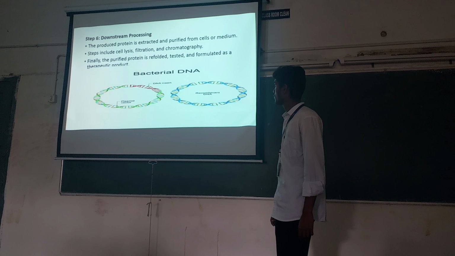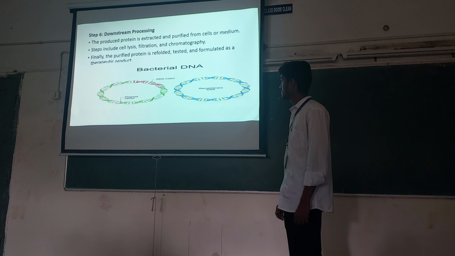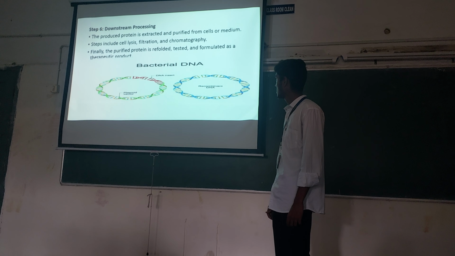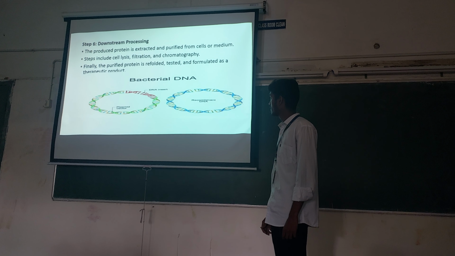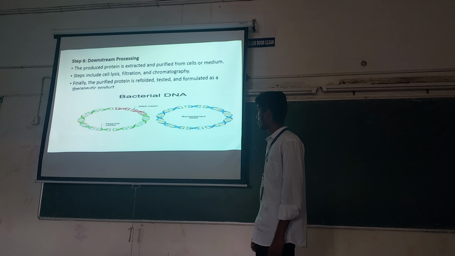Step 6. Downstream processing. The produced protein is extracted and purified from the cells or medium. Steps include cell lysis, filtration, and chromatography. Finally, the purified protein is refolded, tested, and formulated as a therapeutic product.